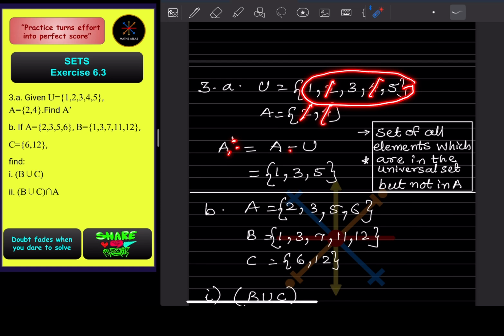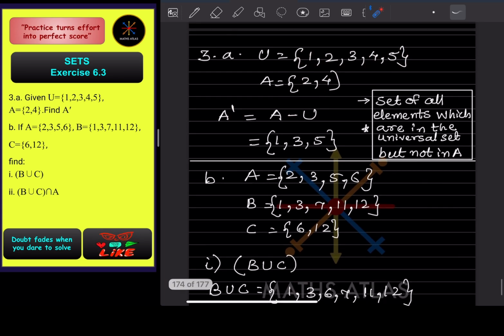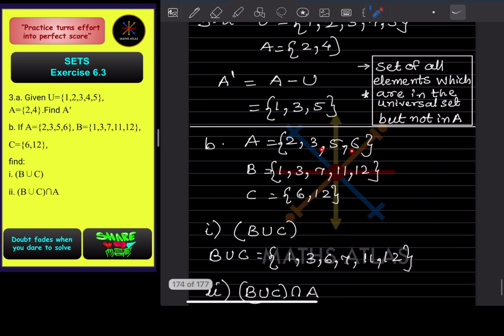So we have to see A minus U, but here we have to see that set of all elements which are in the universal set, but not in A. So this will be 1, 3, and 5. So now let us go for the B part. A is equal to 2, 3, 5, 6, and B is equal to 1, 3, 7, 11, 12. So you have to see C is 6 and 12.